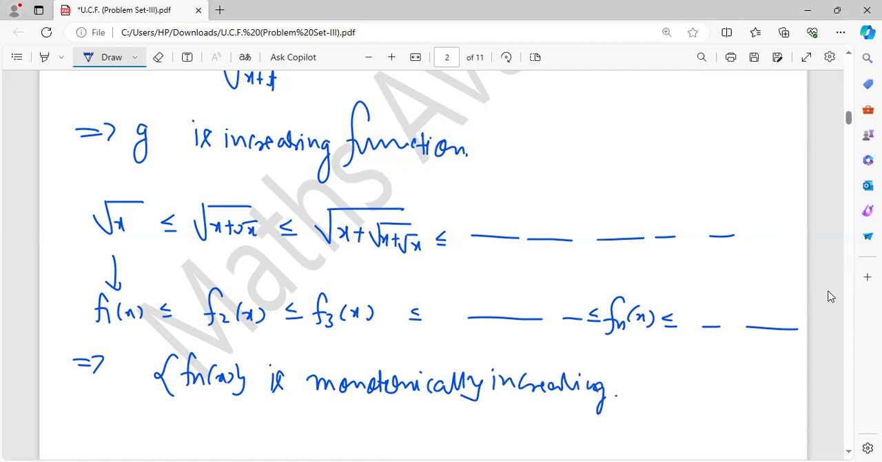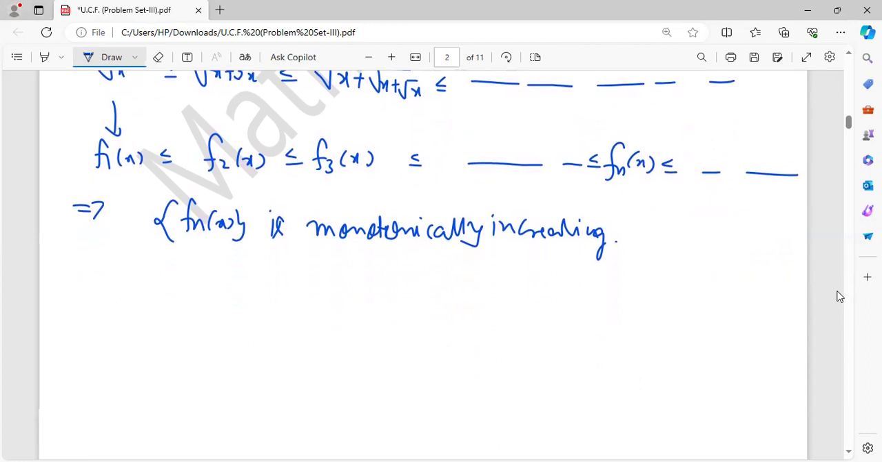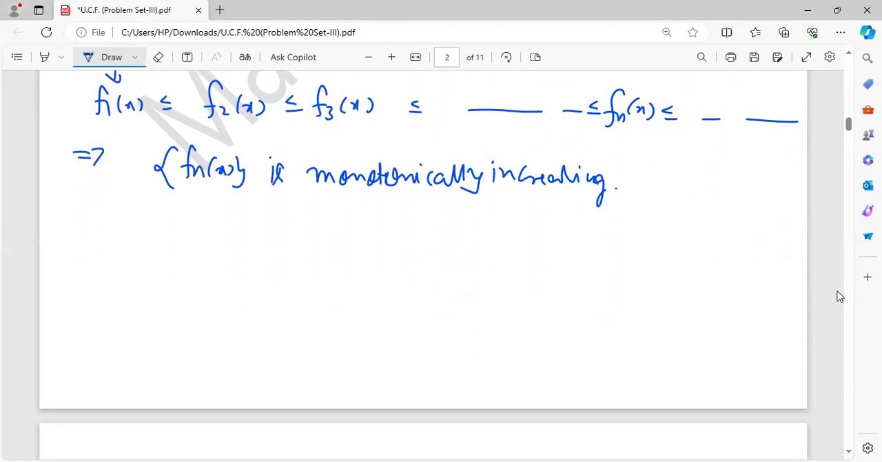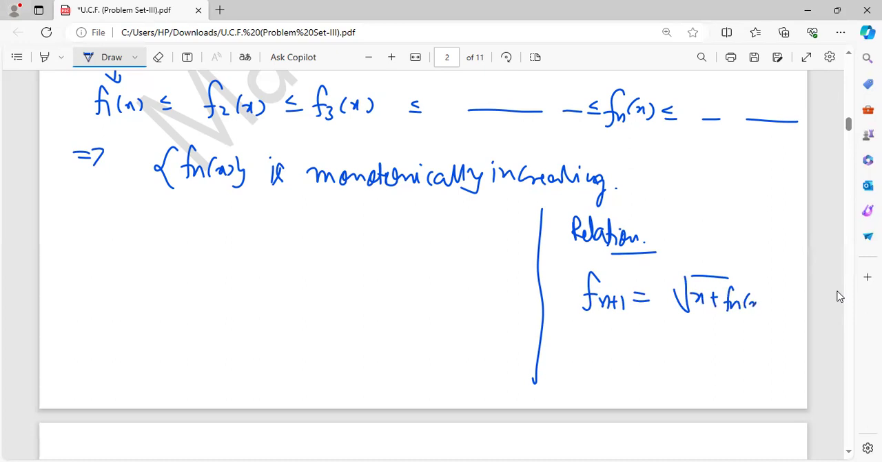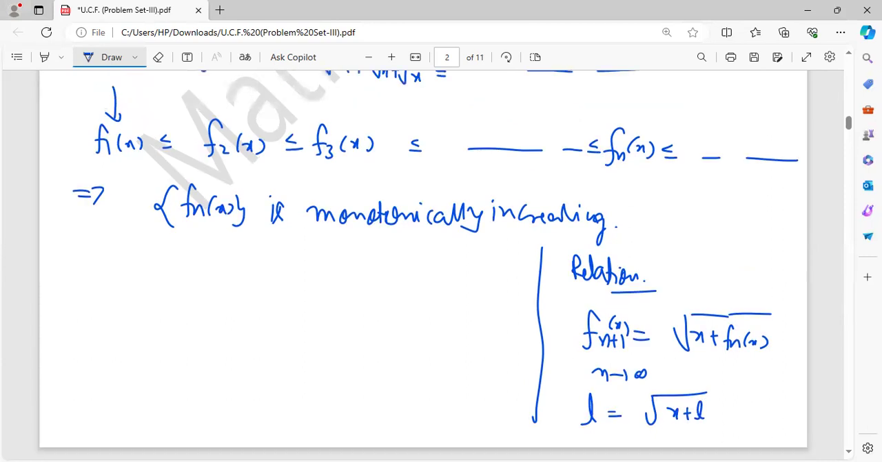Now I need a bound. If it is monotonically increasing and a relation is already given, I am using some idea here. The relation given is f_{n+1}(x) is the square root of (x plus f_n(x)). So for fixed x, it is monotonic. Let the limit exist. Then what will happen? Taking n tending to infinity, it will be L and it will also be L. Okay. Now you solve it for L.